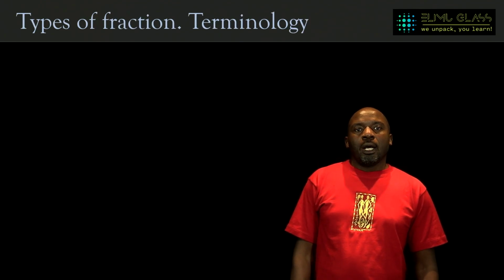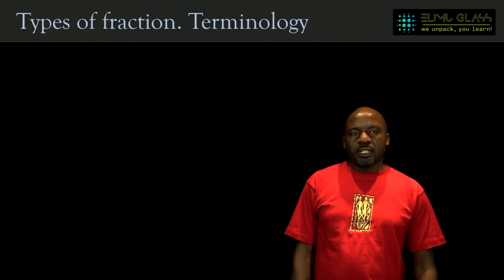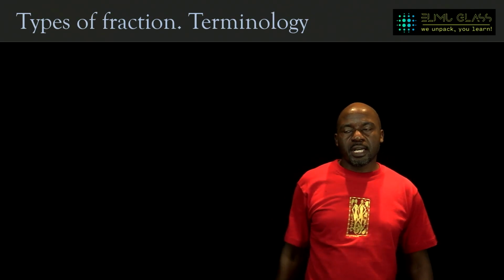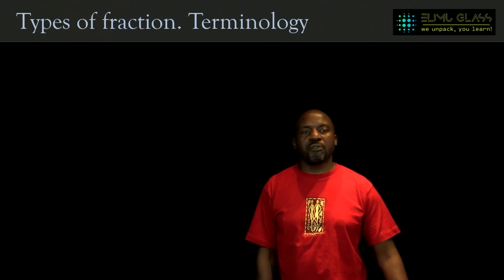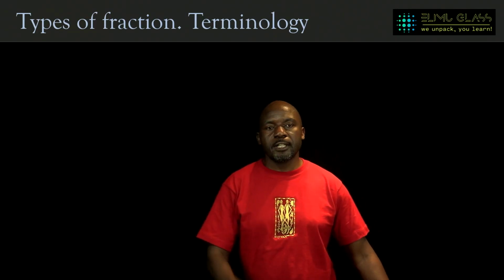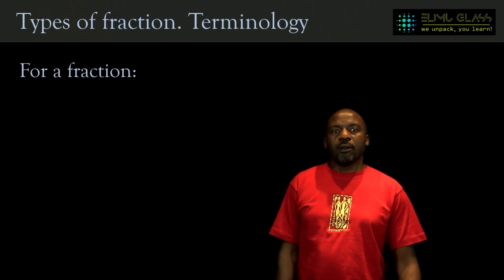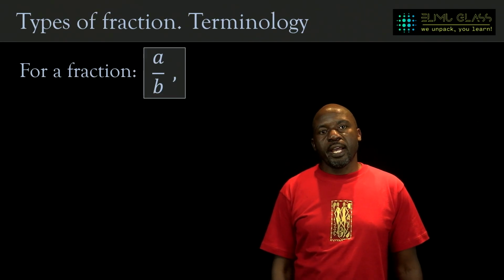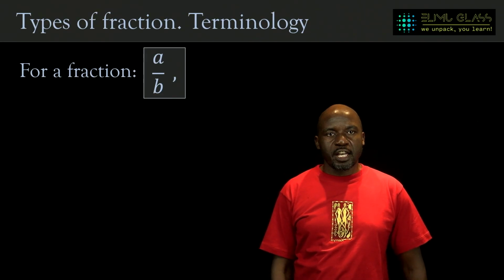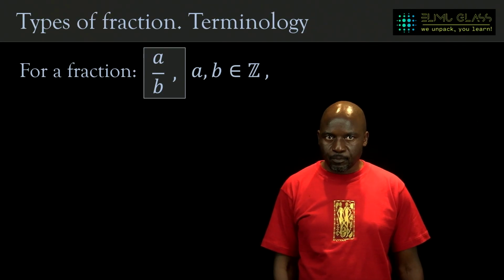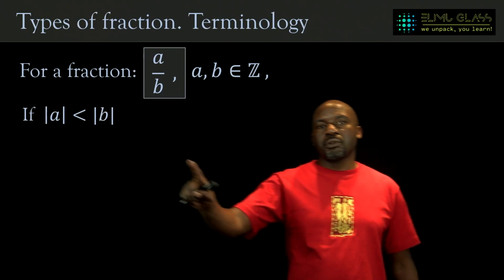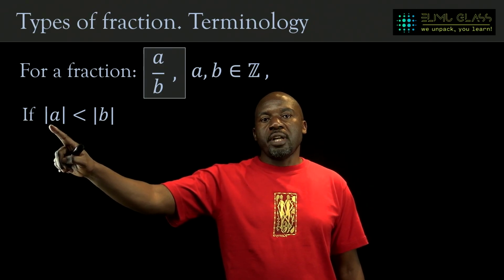All right. There are types of fractions, and here we are concentrating on the terminology, the terms that we use to refer to fractions. This is now important. Okay. Now, for a fraction that we have represented by A over B, where A and B are integers and B is not 0, if the absolute value of A is less than the absolute value of B.